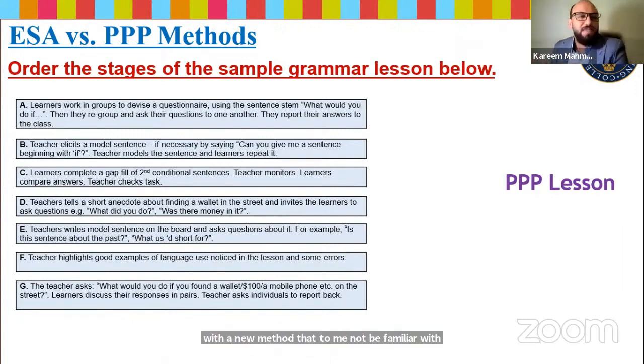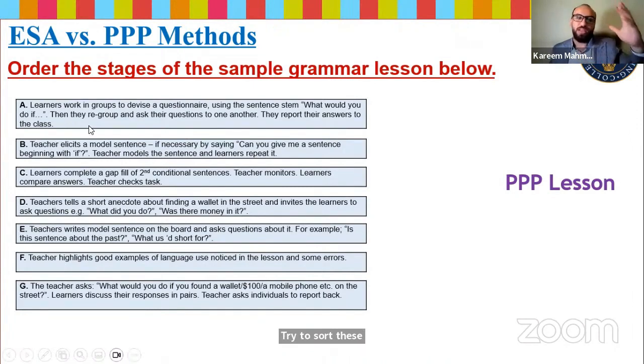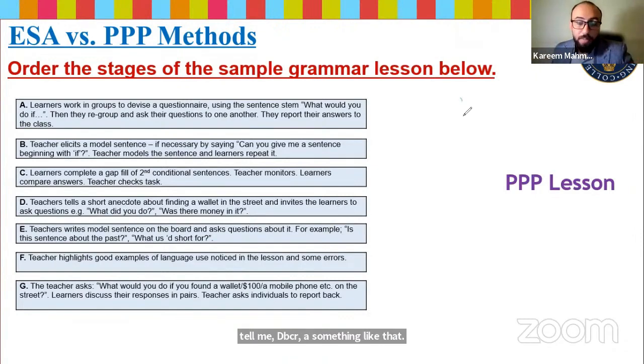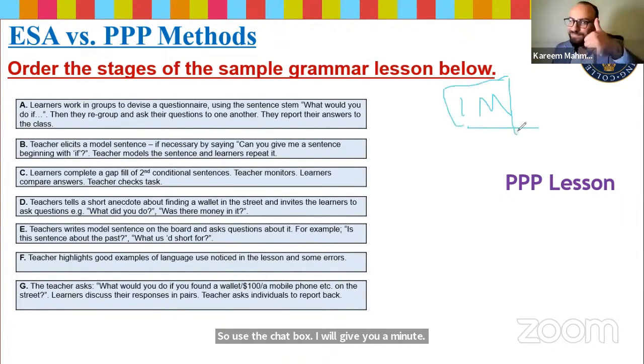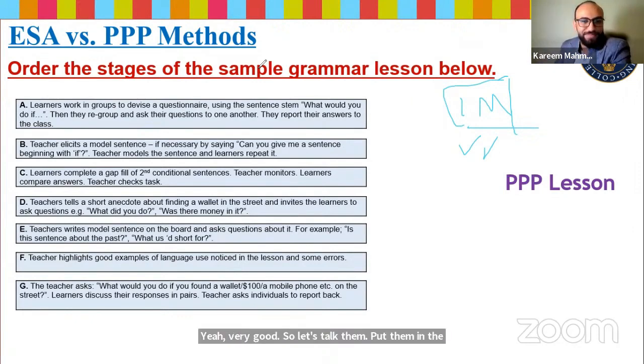So let me give you just a minute, read it quickly, and try to sort these stages with letters. For example, you tell me D, B, C, R, A, something like that. So use the chat box. I will give you a minute to provide an answer. One minute. Yeah, very good. So let's sort them, put them in the proper order.